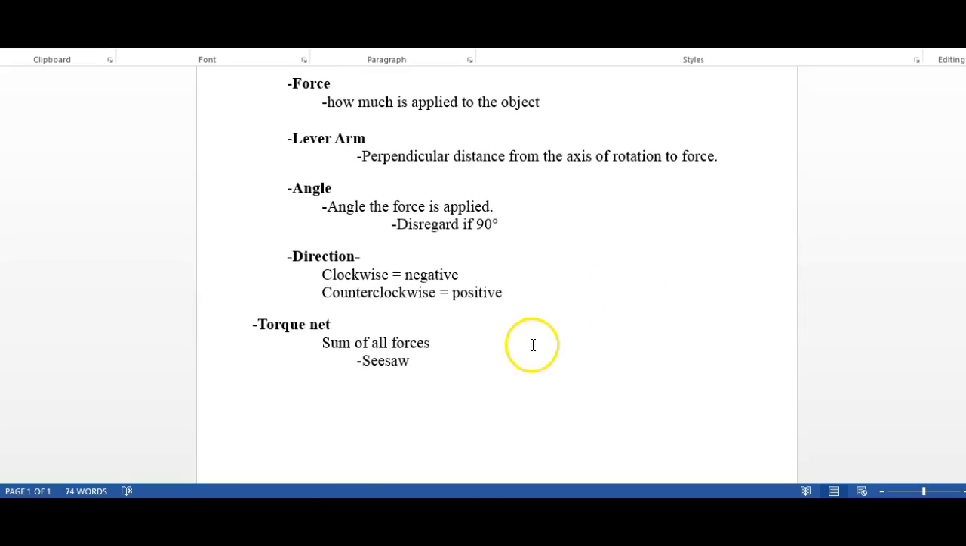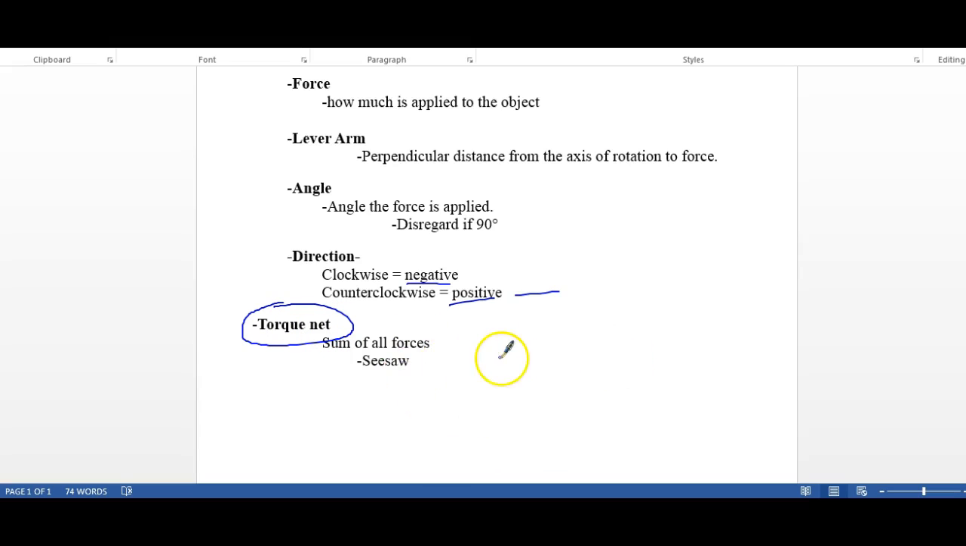And when we look at torque as well, direction. So if it's going clockwise, if we're tightening something, we call that negative. And counterclockwise is loosening, we call that positive, which might not make much sense to you, but that's the way it goes. Okay, and then you have this term called net torque, and that's the sum of all the torques acting on something.